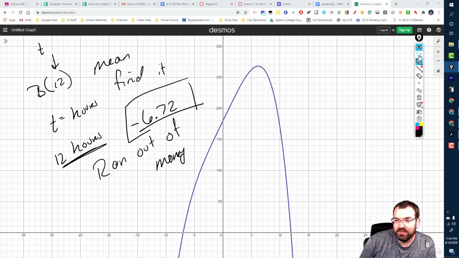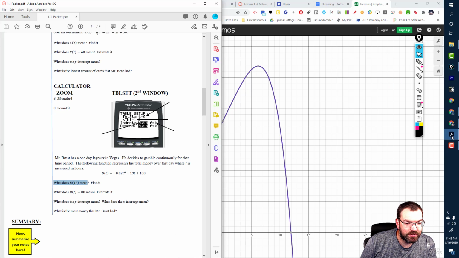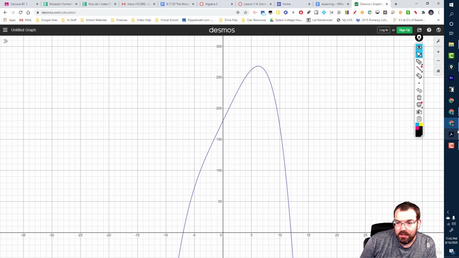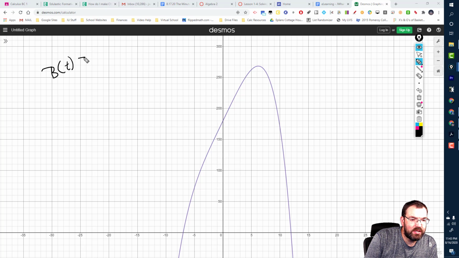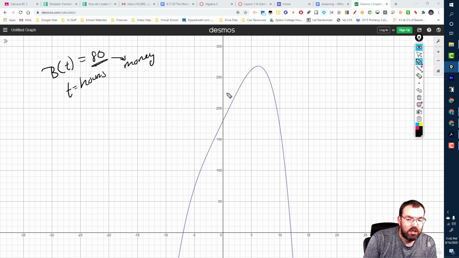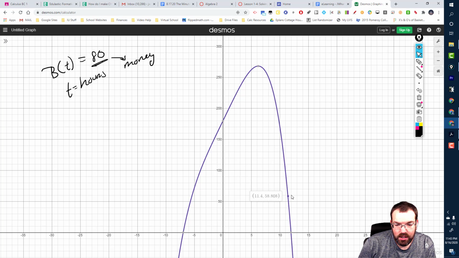All right, let's find out what the next piece of this problem is. B of t equals 80. Again, t is time in hours, and this is the amount of money. So I want to find out when he has $80. So let's find out when the second value becomes 80. Somewhere in this area, and you're just guessing right here.